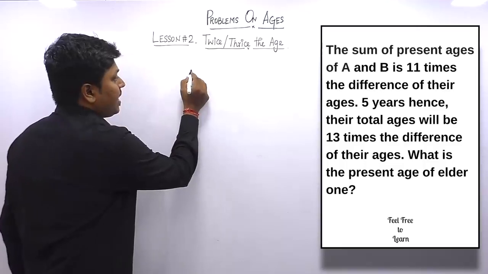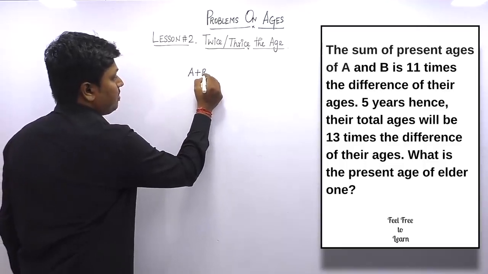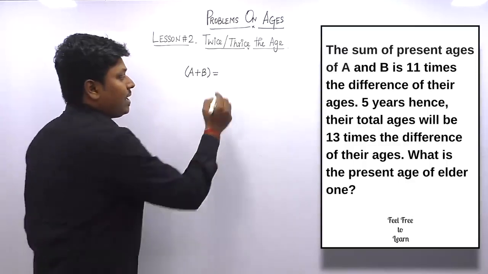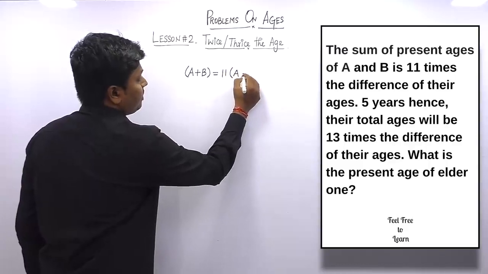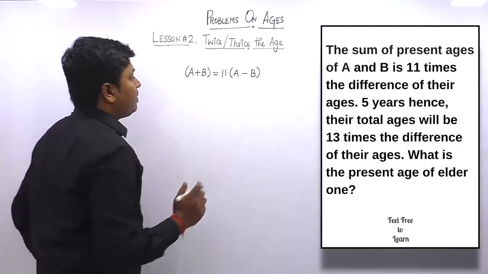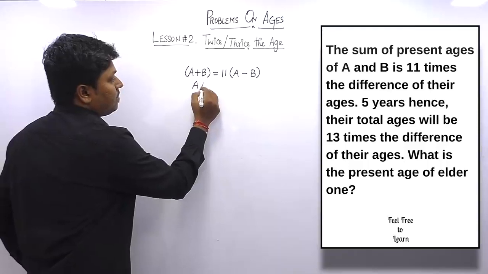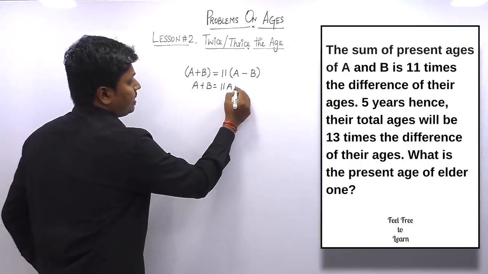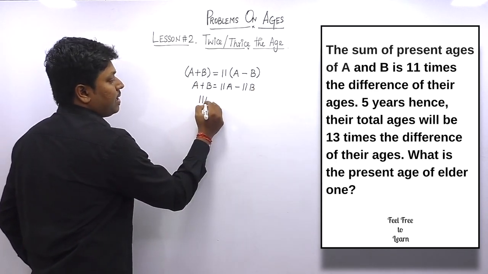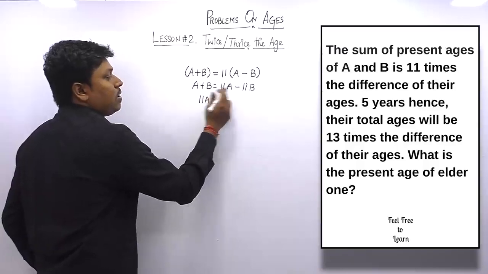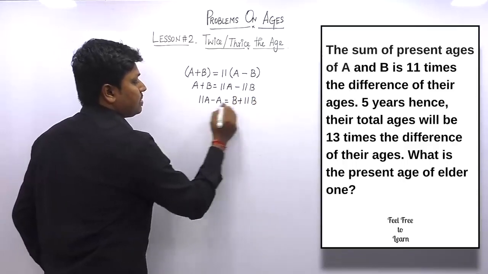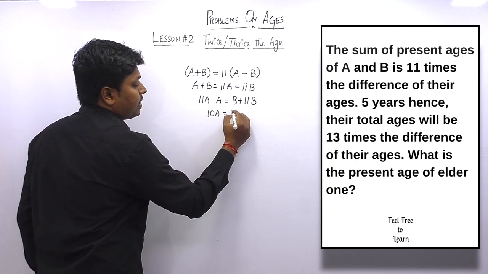Sum of the present ages of A and B, sum. So A plus B. So the sum of the present ages of A and B is equal to 11 times the difference of their ages. So 11 times the difference of their ages will be A difference B. So A difference B can be taken as A minus B. So now let me find the value of A and B. So A plus B is equal to 11A minus 11B. Once you bring this A towards the right-hand side, it becomes 11A minus A is equal to, while you bring this minus 11B towards the left-hand side, it becomes B plus 11B. So this can be written as 10A is equal to 12B.